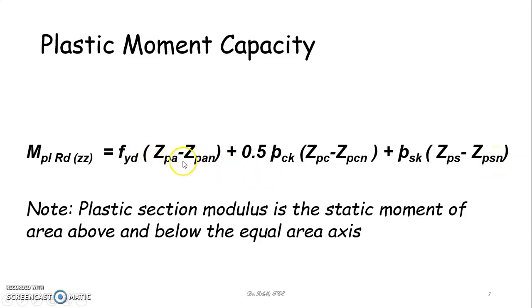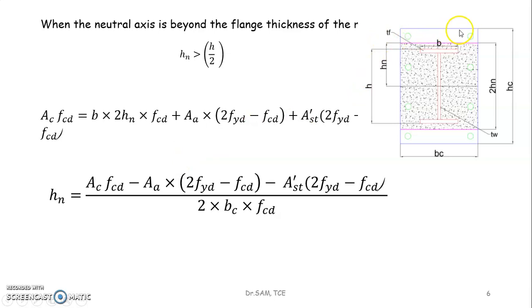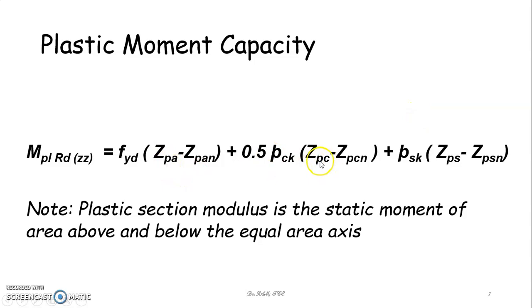Where the first term is nothing but taking the whole section without the core, taking the whole section BC by HC, where you have a rolled steel section, reinforcing steel and concrete. You calculate that section modulus independently and substitute in this expression to get plastic moment of resistance about major axis. So please follow this definition. Plastic section modulus is nothing but the static moment of area above and below the equal area axis.